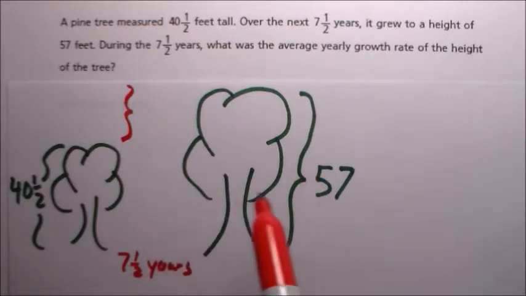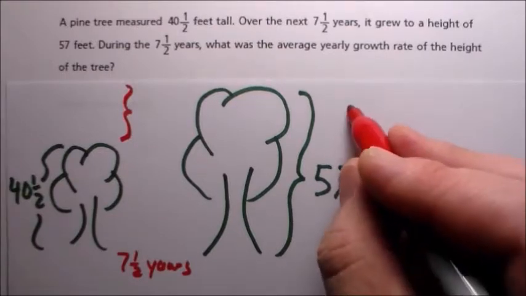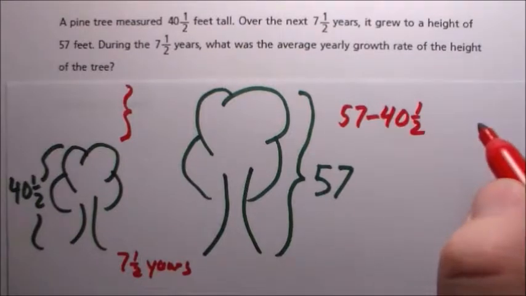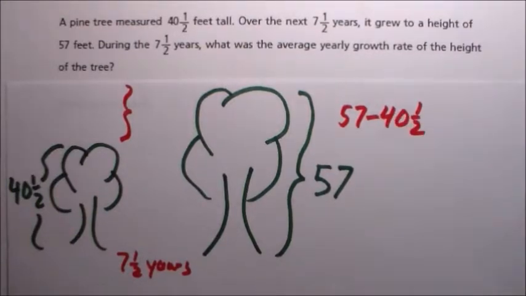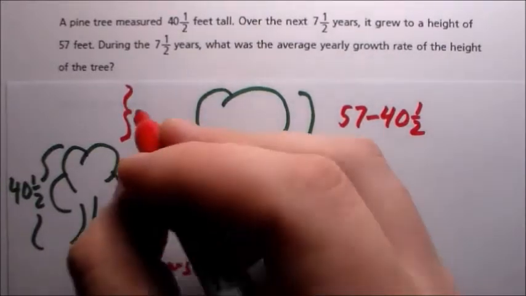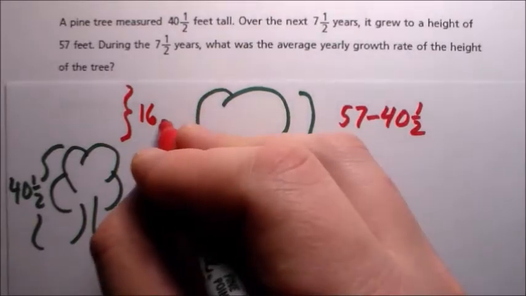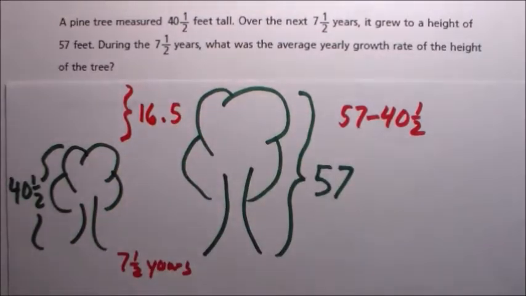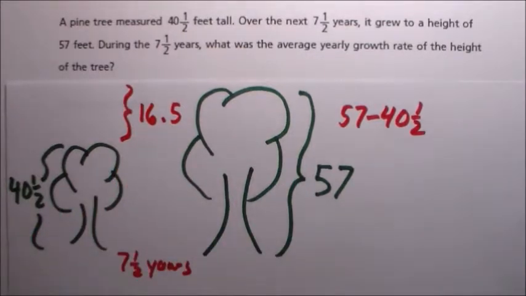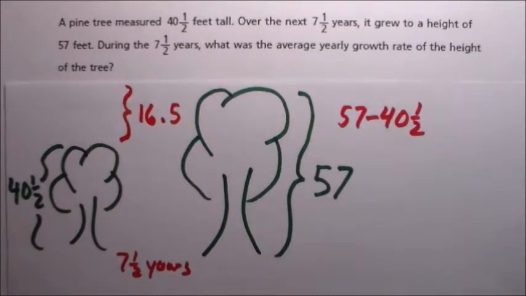That would be the difference between 57 and 40.5. Or that would be 57 minus 40.5. If you want to turn that into a decimal, you can, or if you want to just do it with fractions and mixed numbers, you can. You are going to get 16.5. 40.5 plus 16.5 gets you to 57. So however you want to do that out, 16.5 is the difference between the tree as it once was and the tree 7.5 years later.